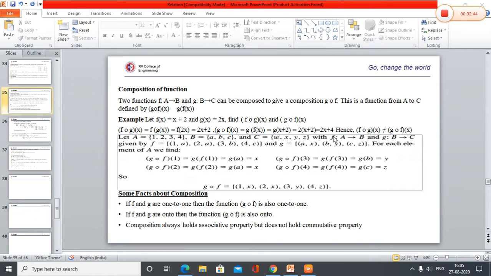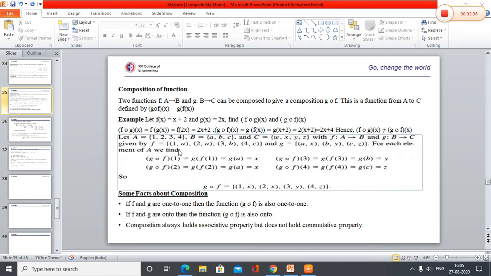Function f is given here and function g is given. So now I have to find g o f for each element. That means I have to find (g o f)(1), (g o f)(2), 3 and 4, because now g o f is a function from A to C. A to C means, with respect to each element of the first set, I have to find the g o f. So (g o f)(1) means g of f of 1.